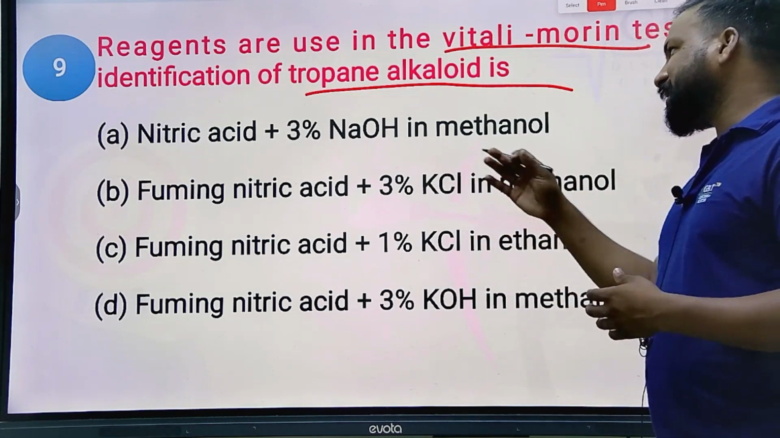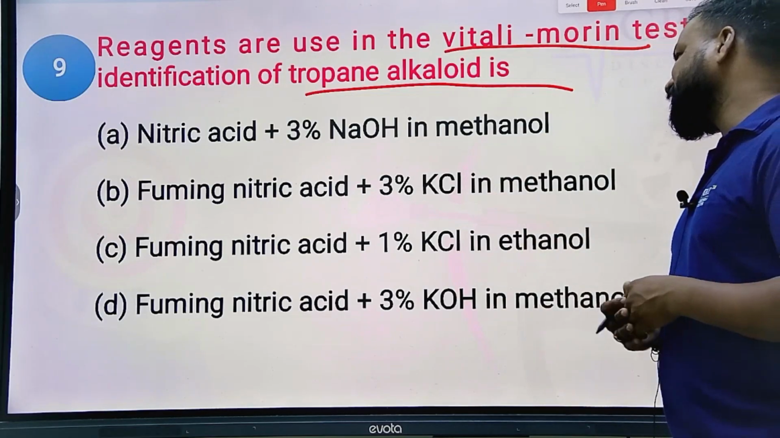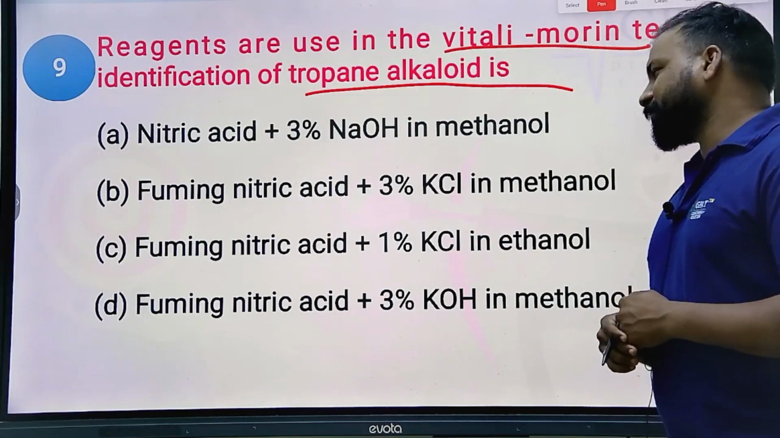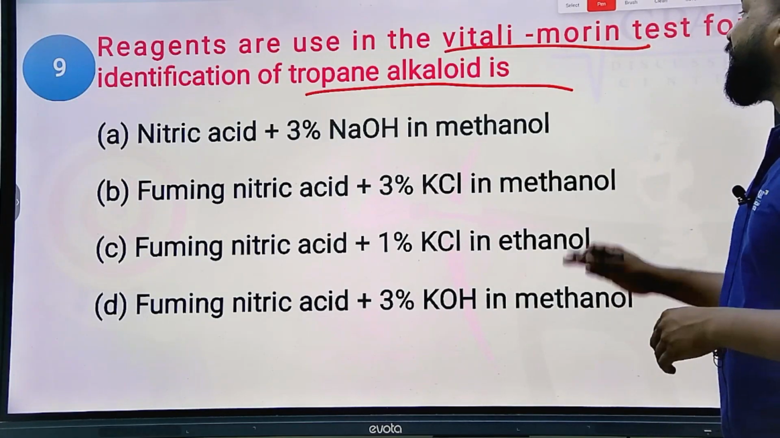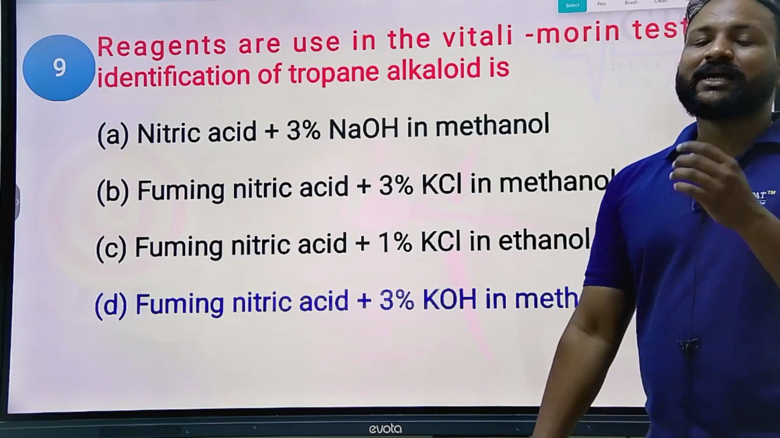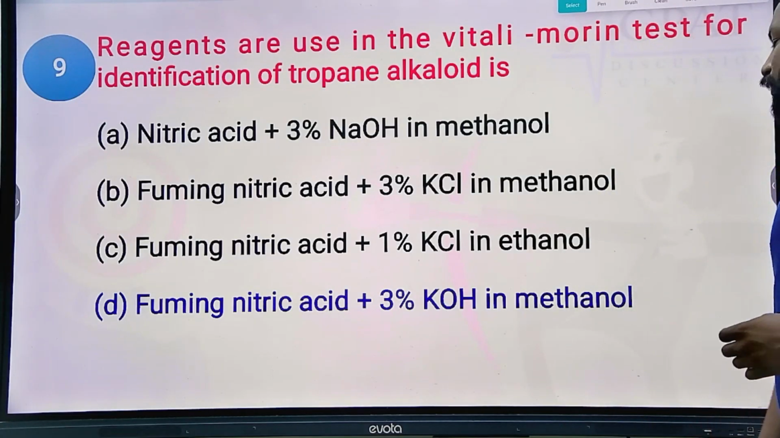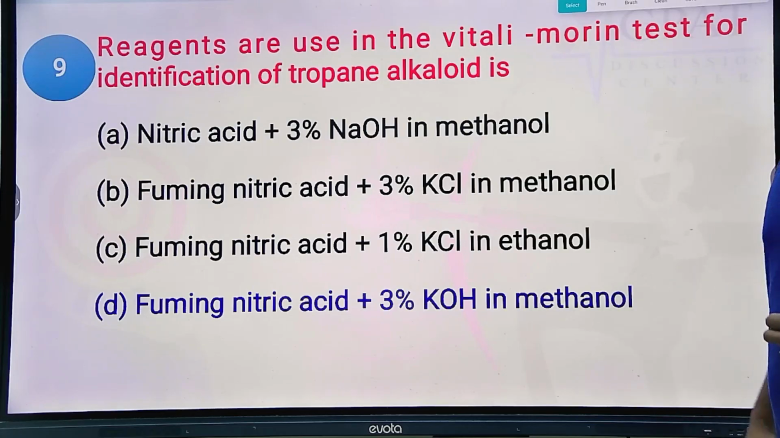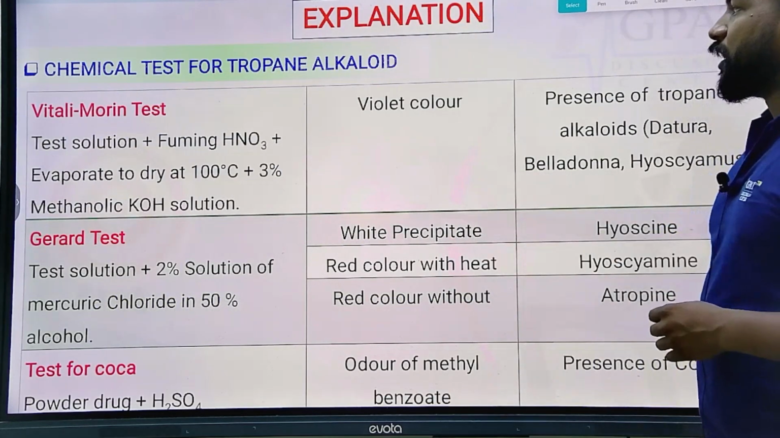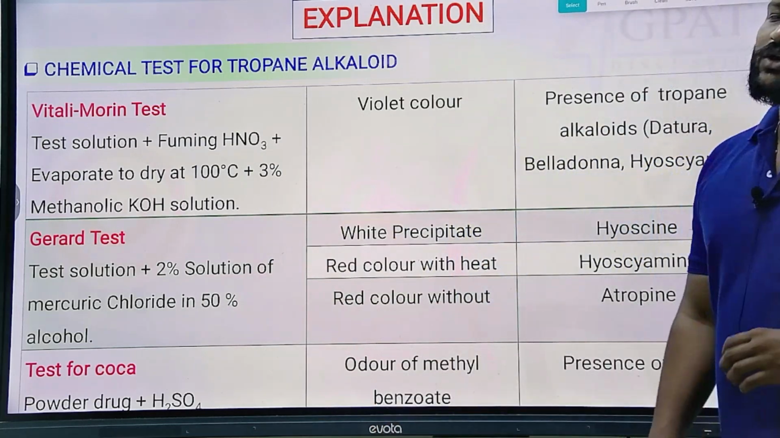Whether nitric acid plus 3% NaOH? No, not at all. Fuming nitric acid plus 1% KCl in methanol, or fuming nitric acid plus 3% KOH in methanol? Exactly, the last option is correct. Fuming HNO3 plus 3% KOH in methanol is used for the identification in the Vitali-Morin test. Fuming nitric acid plus KOH solution is used for the identification of tropane alkaloids.